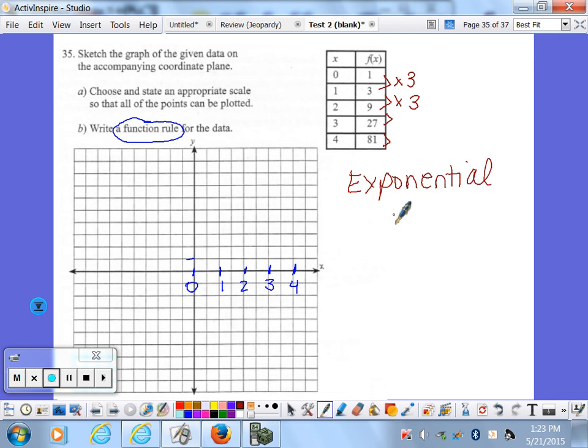You can use your geometric sequence to help you come up with this, or it's always going to be y equals a times b to the x. A is what you're going to plug in for your first value, and b is taking the place of your constant ratio, the number that you are multiplying by over and over and over, and that is your function rule. Go ahead.